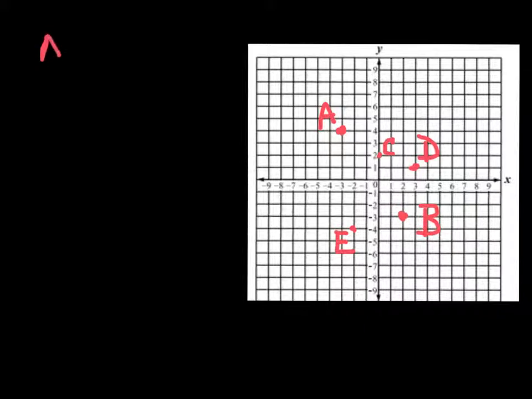Let's start with point A. You always start at the origin and travel along your x-axis first. So if we are going to travel along the x-axis to find A, we are going to go to the left 1, 2, 3 units. And so your x value is negative 3. Now we need to find the y value, and from that point at negative 3, we're going to go up 4 units. 1, 2, 3, and then we land on A at 4. So the ordered pair for A is negative 3, positive 4.